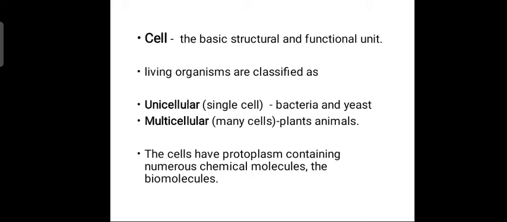So based upon this, all the living organisms are classified into unicellular and multicellular. The unicellular is nothing but made up of a single cell, for example bacteria and yeast. And multicellular, like all the living organisms where a group of organ systems develops, like animals or plants. So all these come under the multicellular. For all these organisms, to form a cell, they are made up of, or they contain, many chemical molecules.